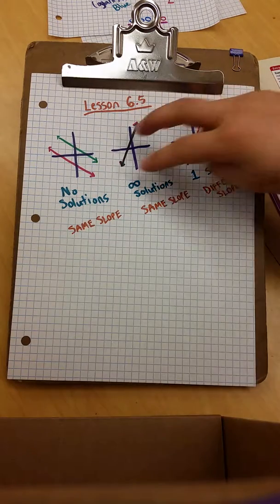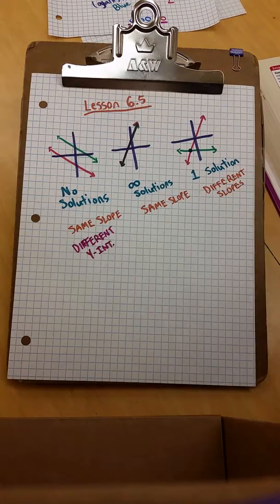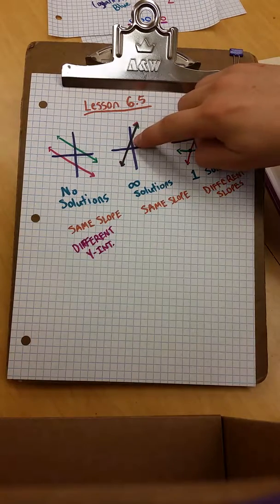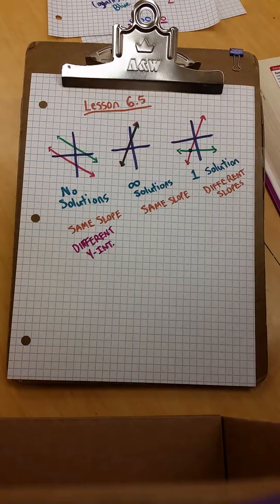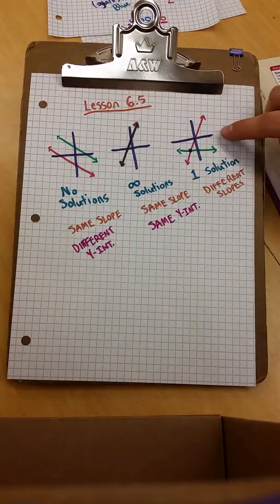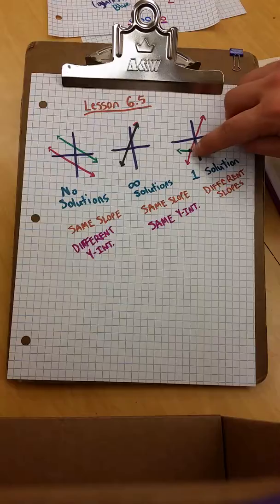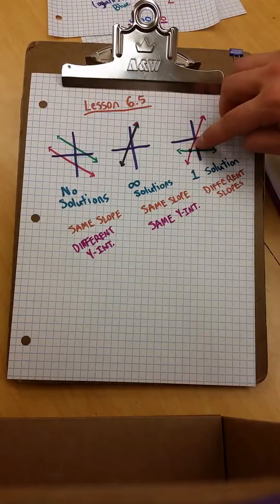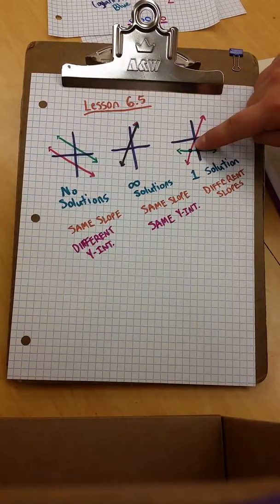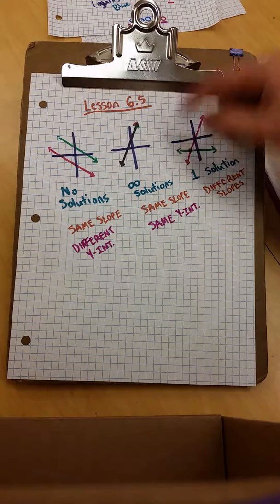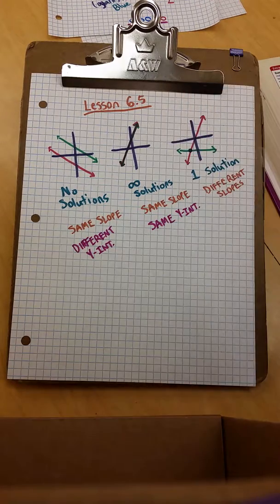In the first system, they cross the y-axis at different points. In the second system, they cross at the exact same point since they're the same line. In the third type of system, it doesn't matter if they have the same y-intercept or not. Sometimes the solution will be on the y-axis, so there will only be one same y-intercept, but most of the time, if it's off, there will be two.